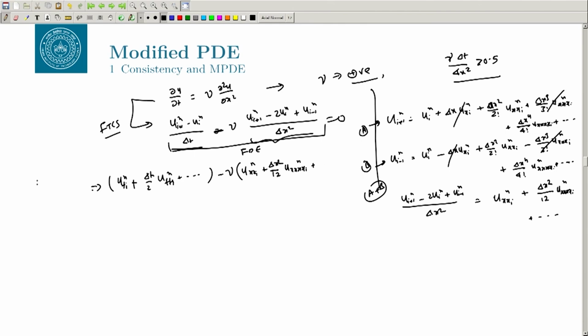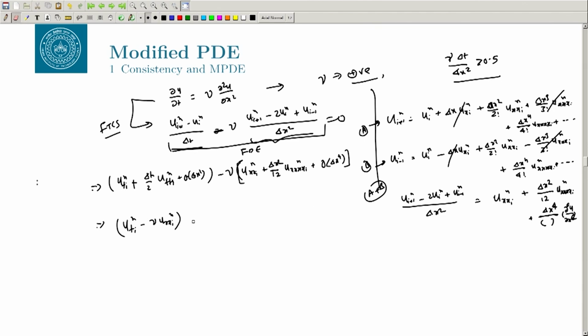So this is uxx at i n plus delta x square by 12 times the fourth derivative at i n, plus higher terms. The fifth derivative term will also cancel, so the next term will be delta x to the power 6 times the sixth derivative del 6 u by del x 6. So this is order delta x to the power 4, and this is order delta x square. Now rearrange it. This will become ut at i n minus nu uxx at i n. This is our PDE, and you can write all other terms on the right hand side.